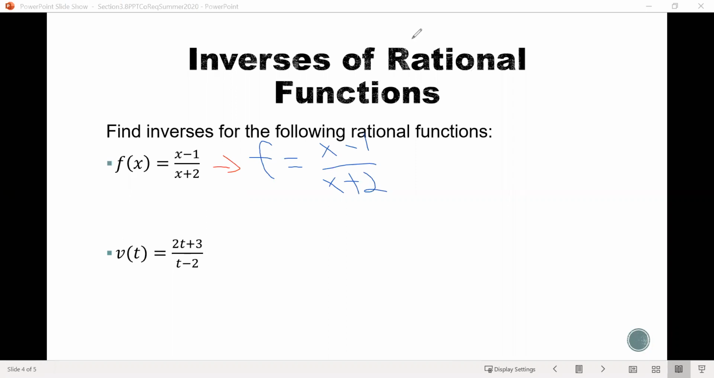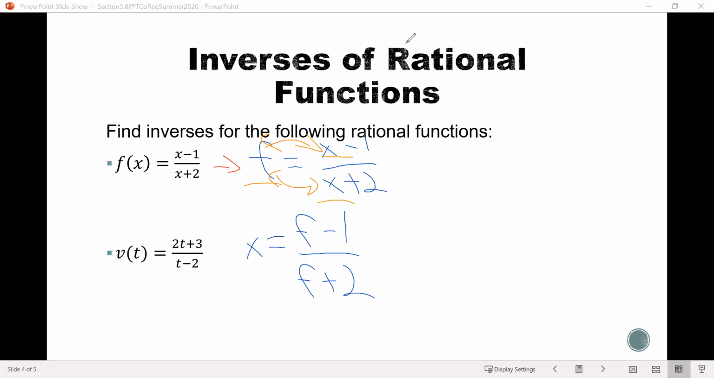And then just like we did with the previous functions, we need to switch the inputs and outputs. But notice that when we do that, we have two input variables over here, right? X on both the top and the bottom. So when we switch, both of those need to become f's. So what we have now is x equals f minus 1 over f plus 2. And we need to isolate the f. Now notice that's a little bit more challenging here because we have f's in both the numerator and the denominator, but we can handle this.